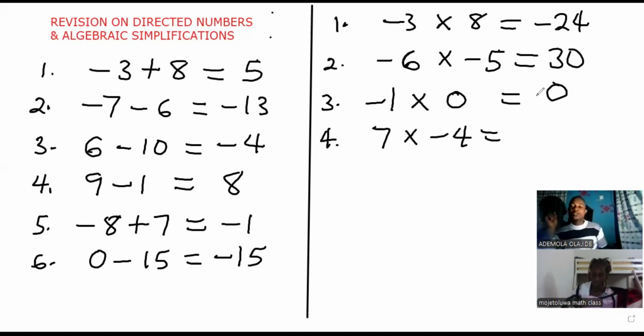What is 7 times negative 4? So this is going to be negative 28. Negative 28. Good.